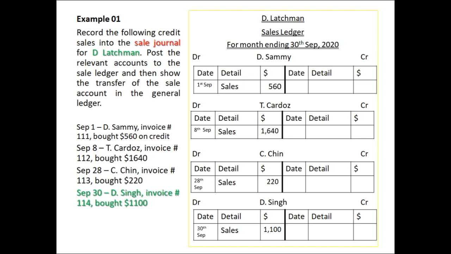And the last transaction is D. Singh, who bought $1,100 worth of goods on credit. In his account he's receiving $1,100 worth of goods on credit, so we place it on the debit side of the account. Now, this is what our final sales ledger should look like. We need to create separate accounts for each person that we do transactions with. The question asks us to create the journal, which we did in the first video. Now we create the sales ledger, and it asks us to show the general ledger.